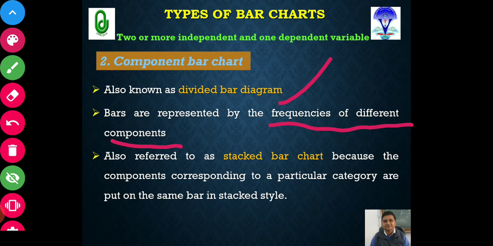It is also referred to as a stacked bar chart. Why is it known as a stacked bar chart? Because the components corresponding to a particular category are put on the same bar in stacked style. The different components are put on each other so that it looks like they have been stacked one over another. That is why it is known as a stacked bar chart. We will see one example and it will be clearer to you.